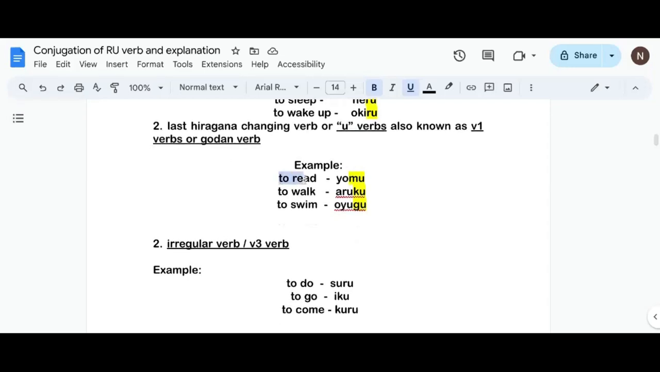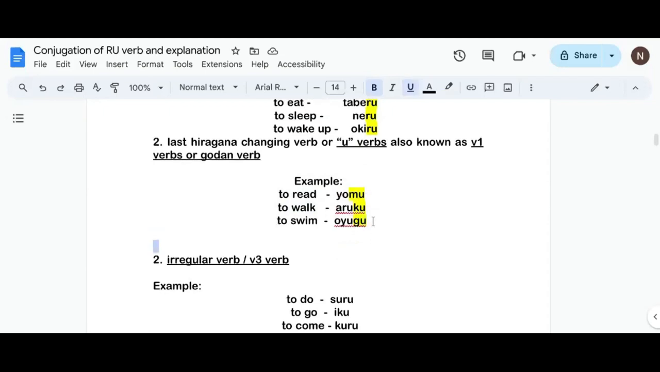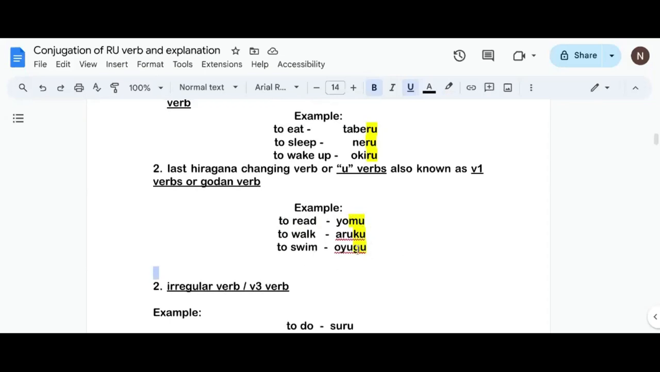For example, to read means yomu. It ends in u. To walk, it ends in u. To swim is oyogu. Again, it ends in u. So these are the verbs for the U verbs or godan verbs. I highlighted it so that you would know.